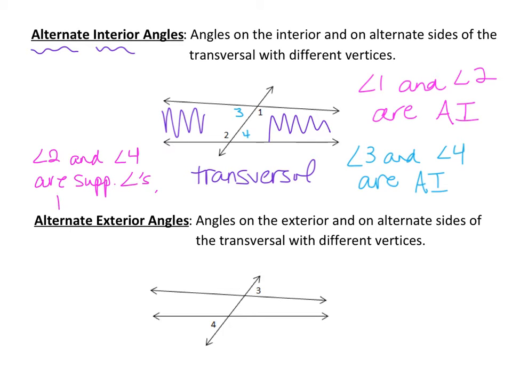Which makes them a linear pair. And we could say the same thing about angles 1 and 3 as well. So that's your alternate interior angles.